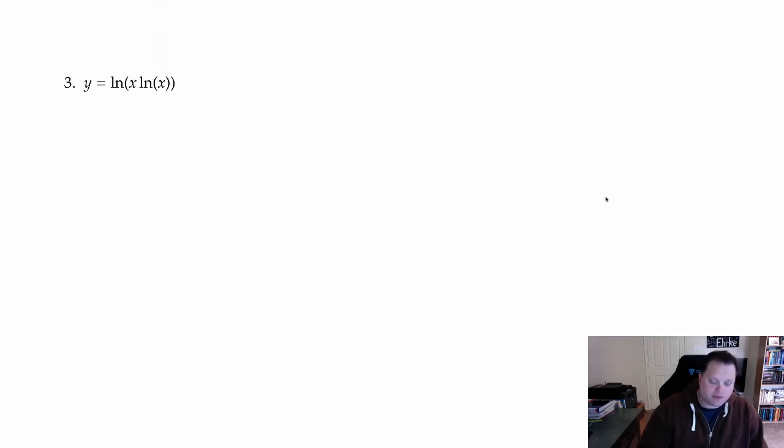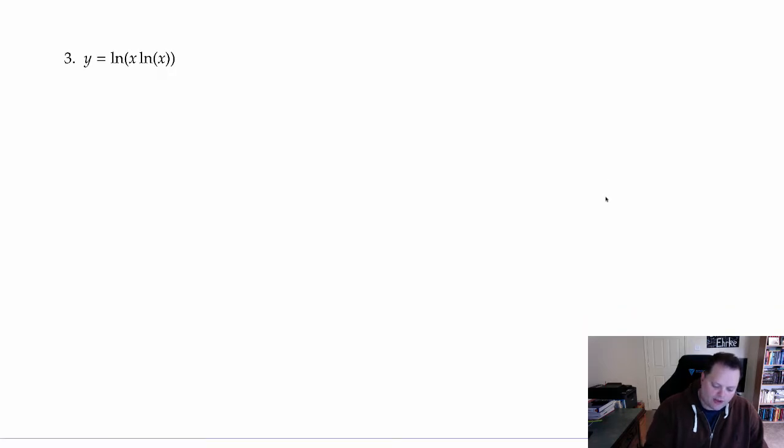All right, next up is this one. Don't be fooled by the way this looks. This is actually a little bit tricky here. This is the natural log of x times the natural log of x.